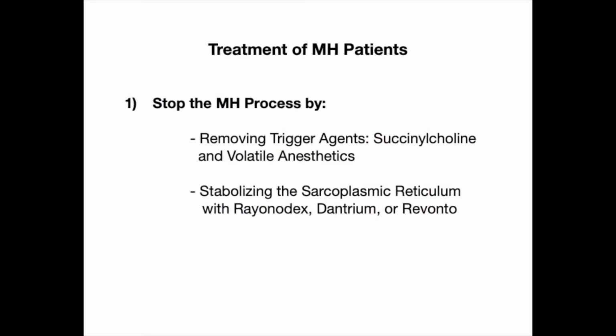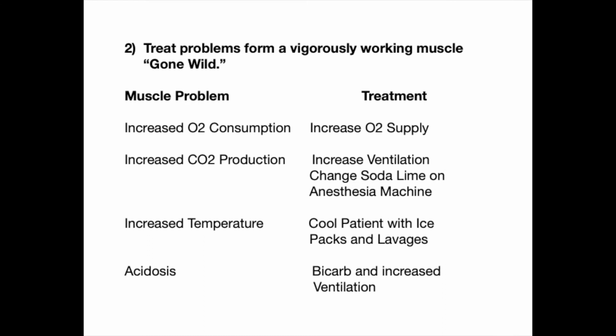First, we're going to stop the MH process by removing trigger agents, which are succinylcholine and the volatile anesthetics. Next, we're going to stabilize the sarcoplasmic reticulum with either Ryanodex, Dantrium, or Revonto. Next, we're going to treat the problems that come from a vigorously working muscle that has gone wild and out of control. Because there's increased oxygen consumption, we simply treat this with increasing the oxygen supply.